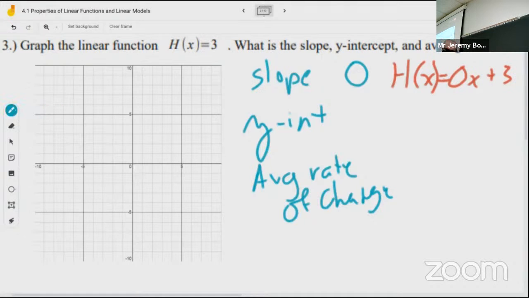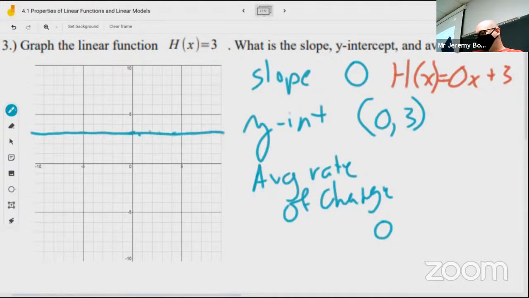What's going to be the y-intercept? It's going to be 3, so we got 0, 3. And what's the average rate of change? Once again, 0. Yep. And so to plot that one, it's the line where all the y values are 3. So it's got a point here, here, here, across there. So it's just going to be a horizontal line. There we go.